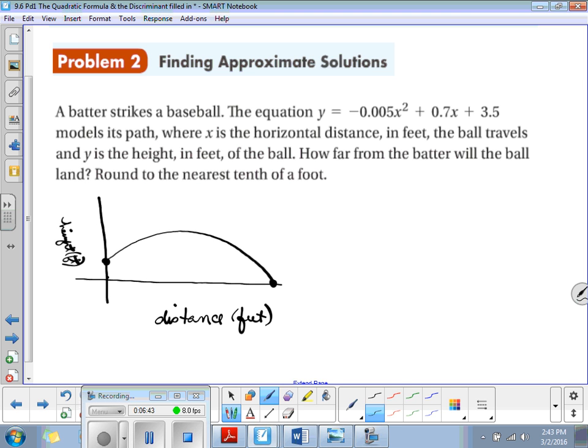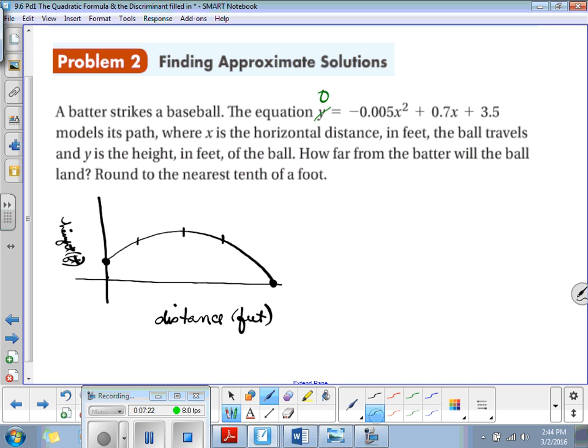Right there. Does everybody see that? At this distance, it's going to be here. That's going to be how high it is in the air. At this distance, it's going to be here. At this distance, what's the height? 0, right? So when I look at this equation, that tells me that y is going to be equal to 0, because we're looking for when it is going to land, or how far the ball will land from the batter.